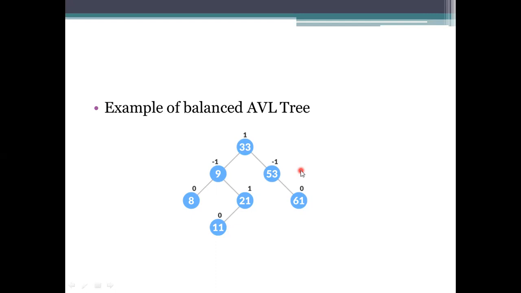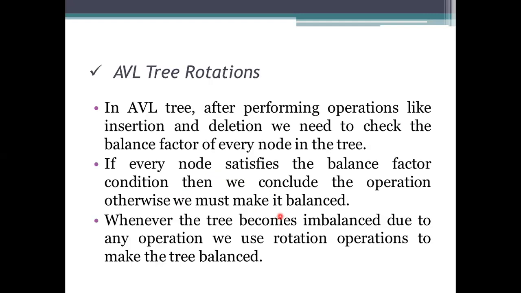If you see, 9 is having the child node 8 at the left side, which is less than it, and it has a right child which is greater than it. Look at 11: 9 is less than 11, and 11 is less than 21, so it has been placed to the right of 9 and left of 21. So this is a balanced representation.